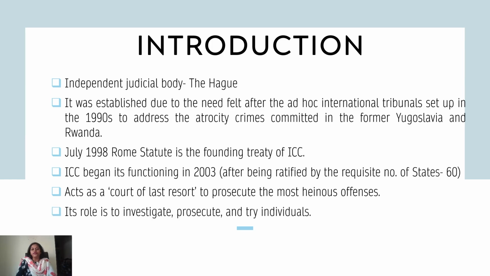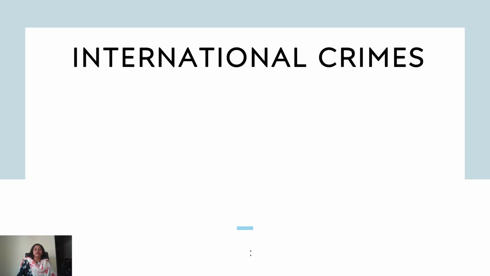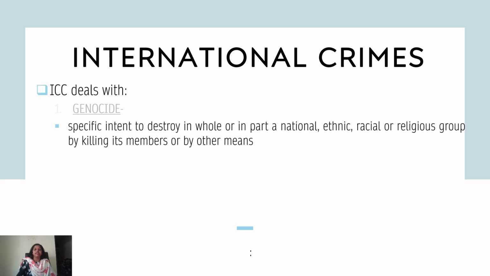Now, the role of International Criminal Court is to investigate, prosecute, and try individuals who have committed most heinous offences. There are 4 categories of international crimes that the International Criminal Court deals with. The first category is genocide. Genocide is an act which is committed with a specific intent.